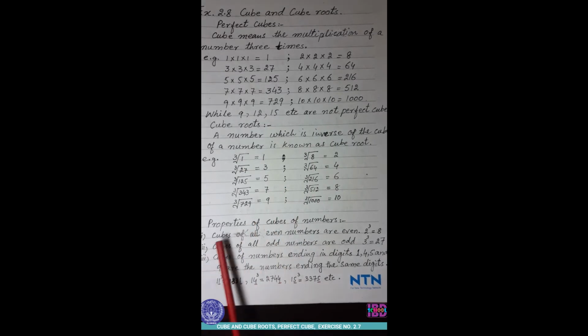Here are some properties of cube. Listen to them carefully. These will make this concept easy for you. Number 1. Cubes of all even numbers are even. That is, 2 cube is equal to 8. Here 2 and 8 both are even. Number 2. Cubes of all odd numbers are odd. That is, 3 cube is equal to 27. 3 and 27 both are odd numbers.